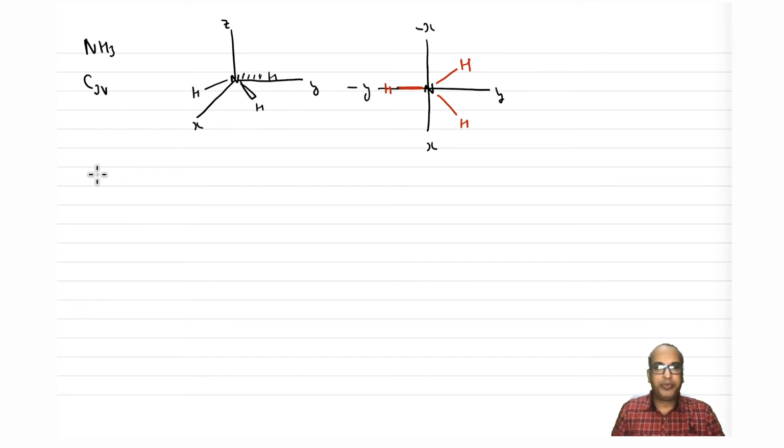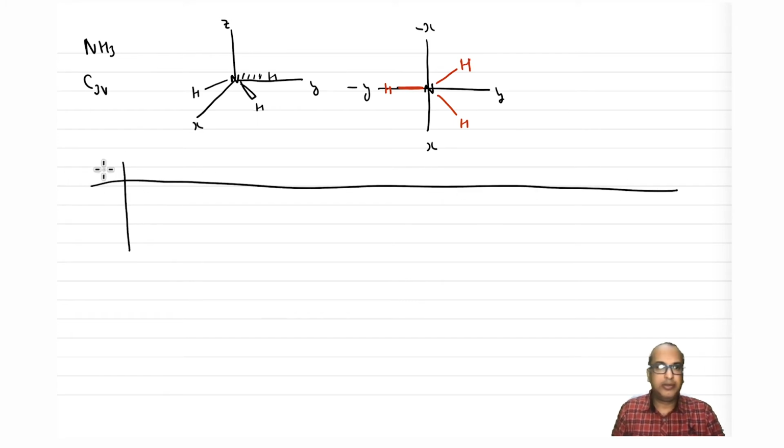Okay. So let's start with writing C3V. Again it is tau xyz. I'm not going to write for E because again E will be the 3 cross 3 identity matrix. So let's start with C3.